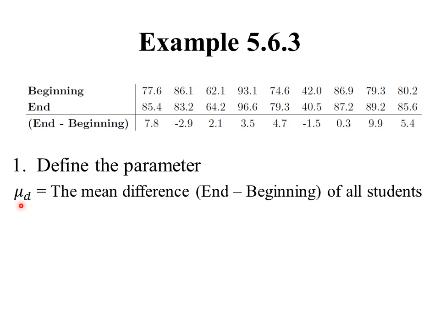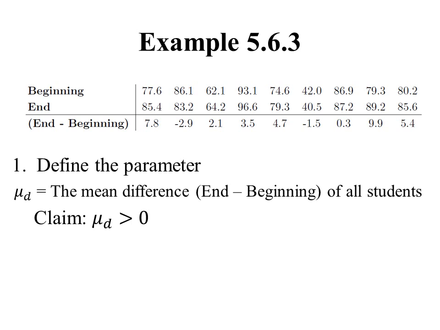Now, this is denoted mu sub d. Mu denotes a population mean, and that's really what we're dealing with here. It's the mean of a single population. Here our population is all students, and it's denoted mu sub d. The d indicates that this is the mean of a difference. So don't let that notation mu sub d scare you. It just indicates that it's the mean of some differences.